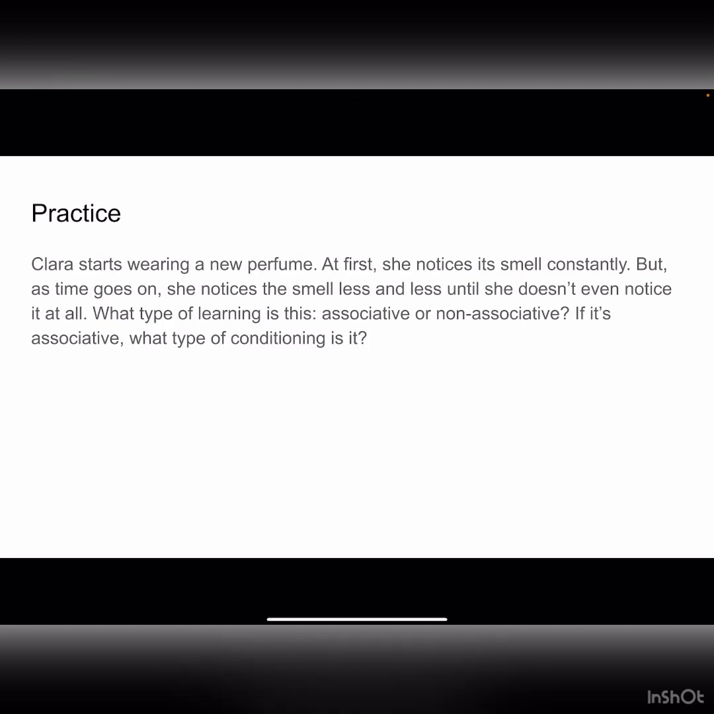Clara starts wearing a new perfume. At first, she smells it constantly, but as time goes on, she notices the smell less and less until she doesn't even notice it at all. What type of learning is this, associative or non-associative? If it's associative, what type of conditioning is it?